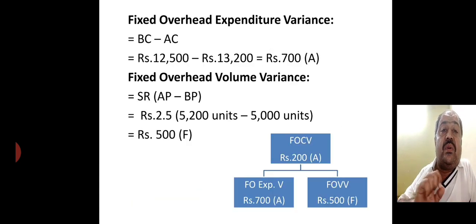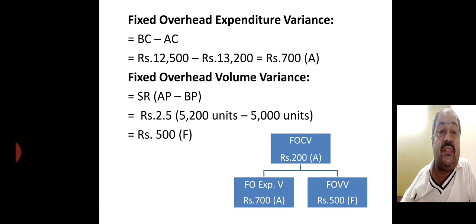Next is fixed overhead expenditure variance. Very simple: BC minus AC. BC is given, AC is given, budgeted cost minus actual cost, that means budgeted fixed overhead minus actual fixed overhead. Very simple, 700, adverse answer. And fixed overhead volume variance: standard rate into actual production minus budgeted production. Okay, so 5,200 and 500,000 is given in units, and 2.5 per unit is the rate.